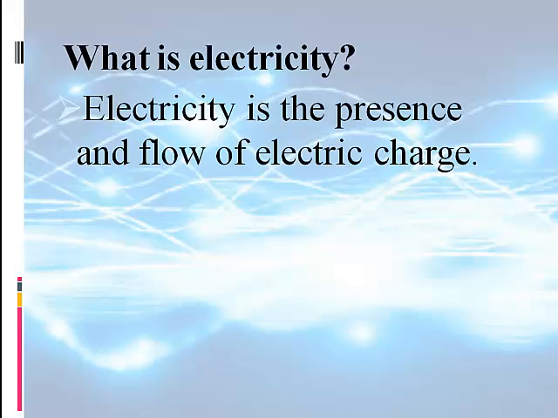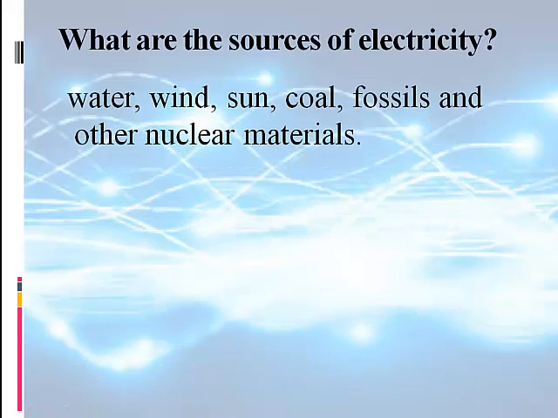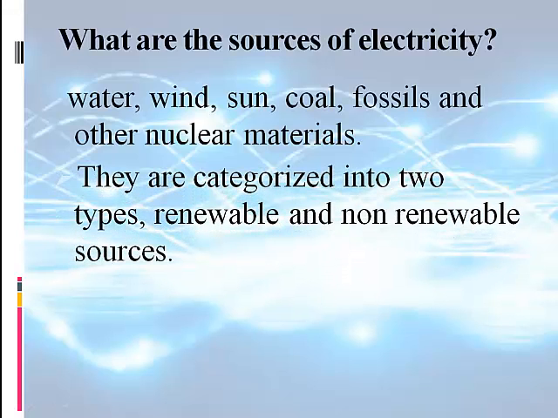In order to generate electricity, we need certain sources, and we are going to discuss what the sources of electricity are and how they are used to produce electricity. Given below are sources of electricity: water, wind, sun, coal, fossils, and nuclear materials. Those sources are categorized into two types: renewable and non-renewable sources.